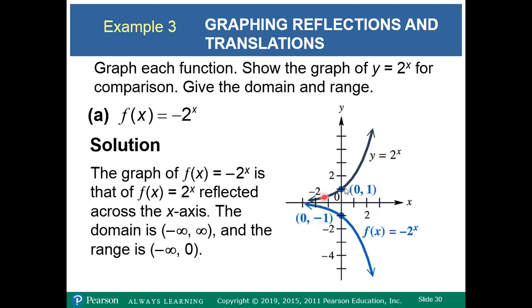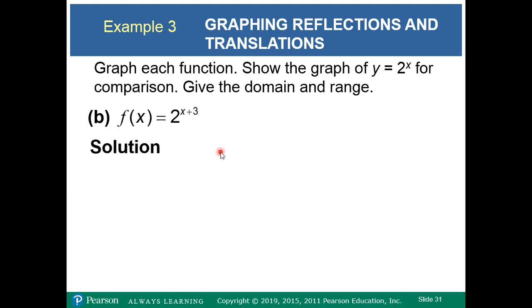Okay, so here's our basic function. Now using transformations, we know that it's a reflection, so this is going to be reflected down. The basic function goes through 0 comma 1, 1 comma 2, and negative 1 comma 1/2. So now if we flip it down, it's going to go through negative 1 comma negative 1/2, 0 comma negative 1, and 1 comma negative 2.